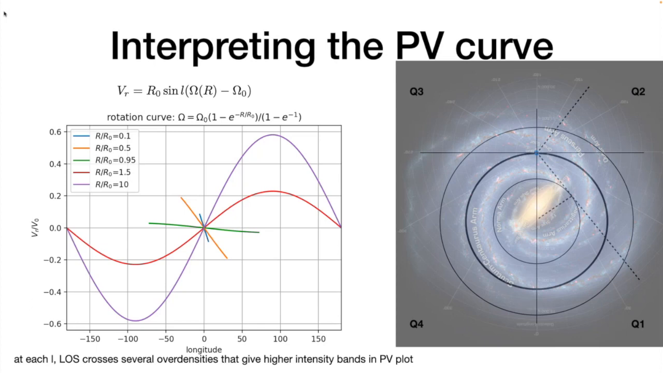And I'm assuming this sort of a rotation curve, which starts from 0 and flattens to a constant value, extremely simple. So this is what I produced. So if you have a radius of R naught, R equals 10 R naught, this is what you expect. This is just that formula plotted, assuming this omega R, the rotation curve.